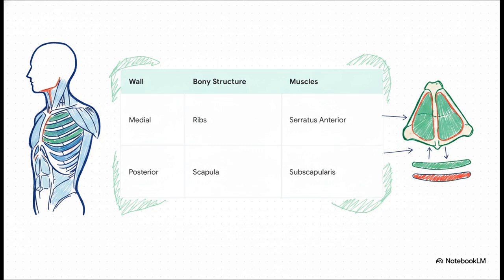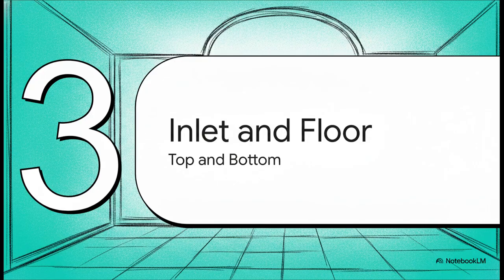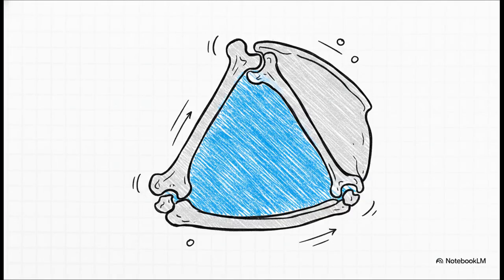Boom. Just like that, you visualized and built all four walls of the axilla. Section 3, inlet and floor. Let's complete this architectural masterpiece by throwing on a ceiling and a foundation. So the top of our pyramid isn't actually closed off. It's a triangular opening called the cervico-axillary canal. As the name suggests, it connects the cervical region, the neck, to the axilla.